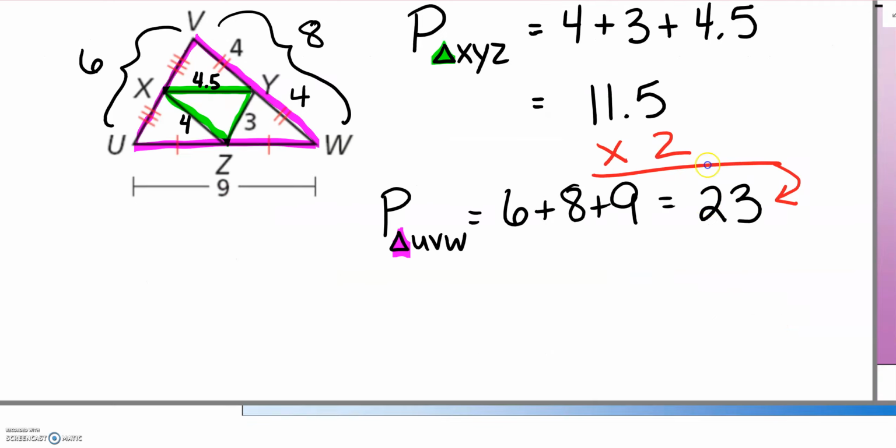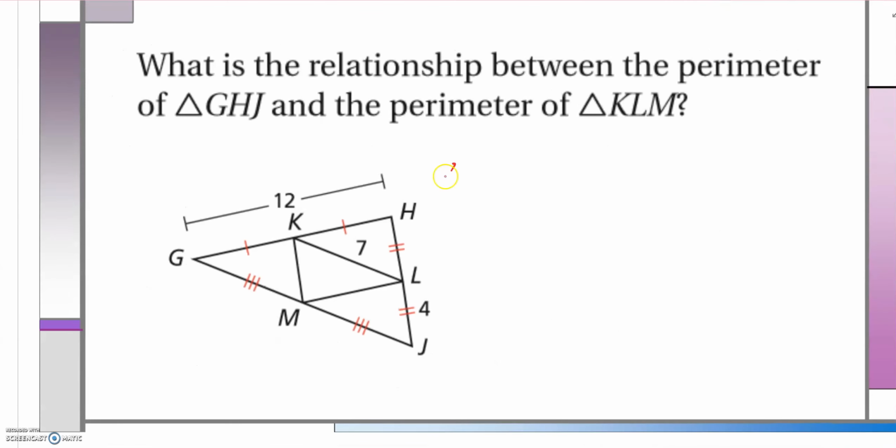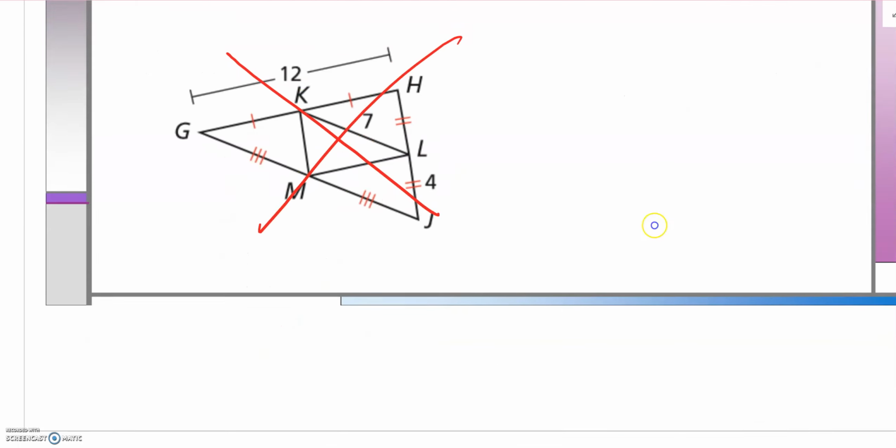Hopefully that makes sense. We're going to skip this slide because, oopsie, Mrs. Martinez used the same problem in your homework. So please cross that out, ignore that.